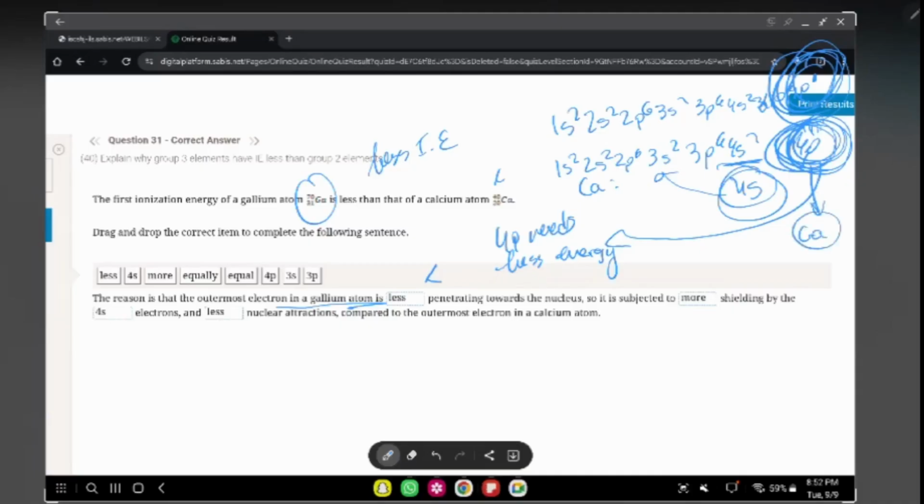Since it's p, it's further away. Remember, s, p, d, f. P is further away. So is it less penetrating or more penetrating? It's less penetrating, so it's further away. So it's subjected to more shielding. Why is it more shielding? Because it's further away. By what electrons? What's shielding this 4p? The 4s, which comes before it. And does it have higher or lower nuclear attraction if it's further away? Again, it's lower nuclear attraction to the outermost electron in a gallium atom.